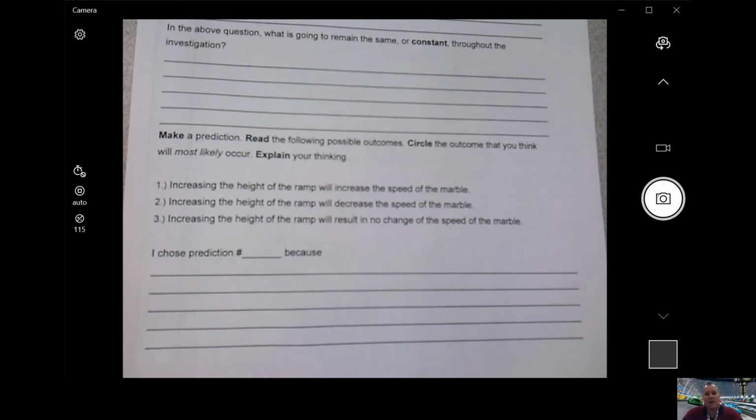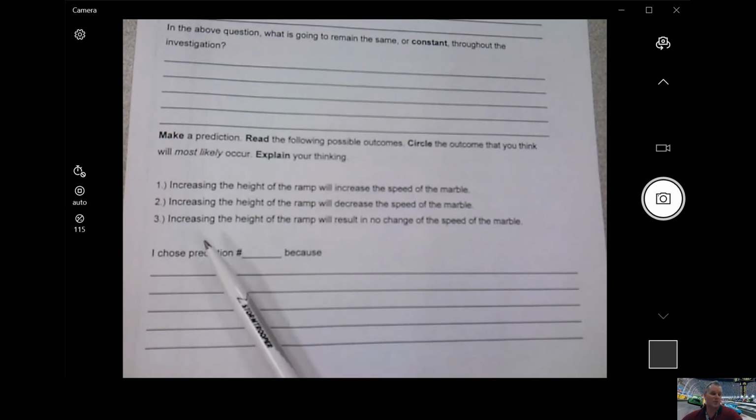The first thing that could happen is increasing the height of the ramp will increase the speed of the marble. So if I look at group 1 with 1 book, and then I look at group 6 with 6 books, did the speed actually increase? That's what you would look at. That's the cool thing, you'll bring all your data together.